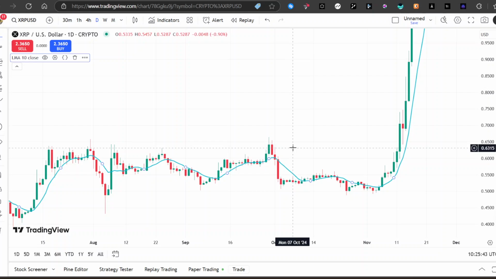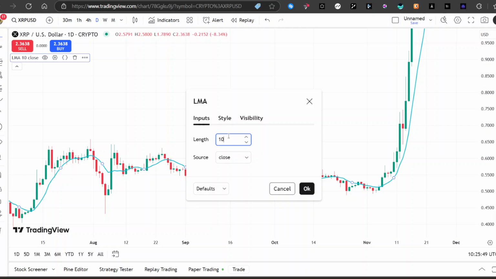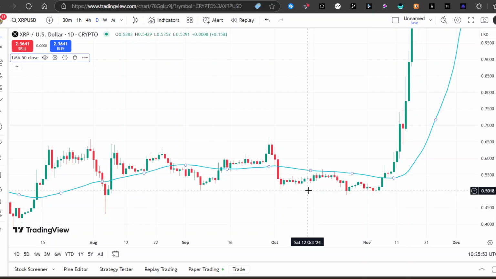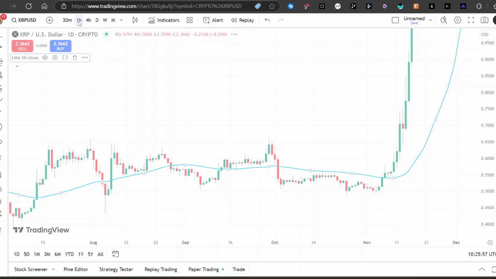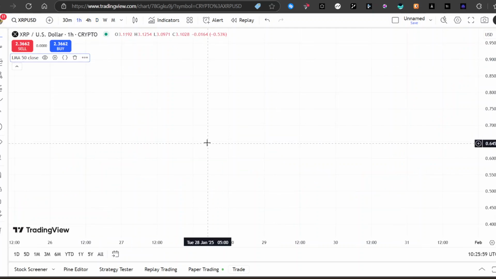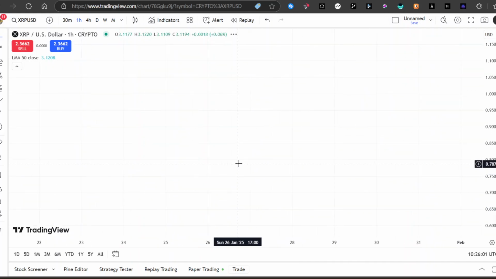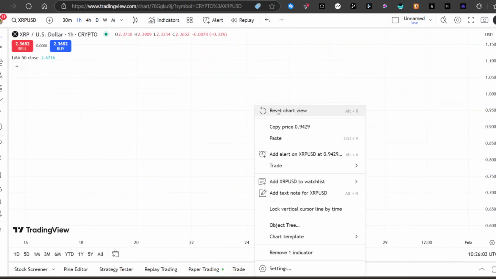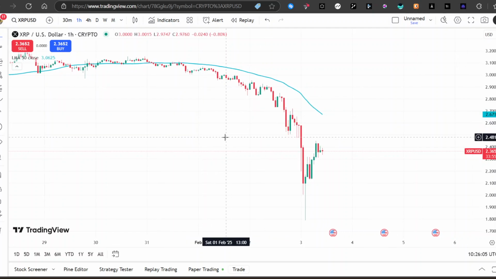Then for swing trading, which is midterm trading, you might want to use the 50 period LMA. All right, so you're just going to change this to 50, right? You can use the 50 period LMA for swing trading on the 1-hour chart or 4-hour chart. It helps to track dominant trends.